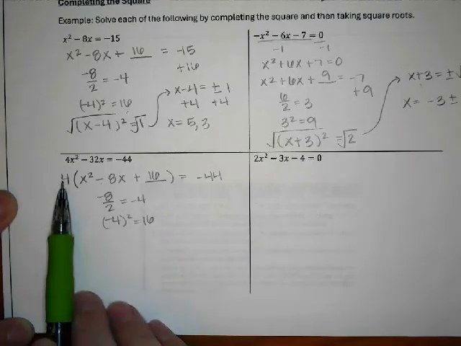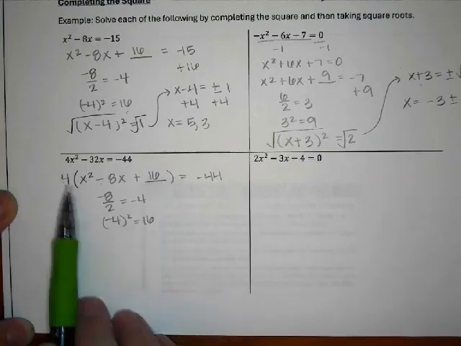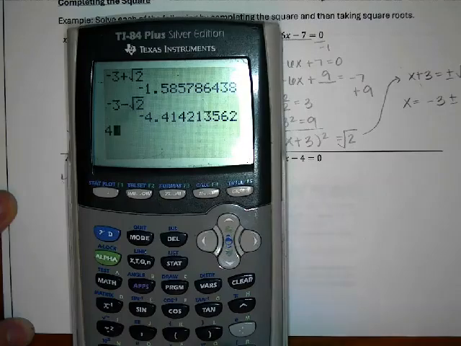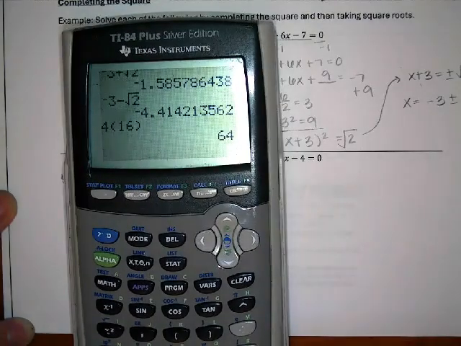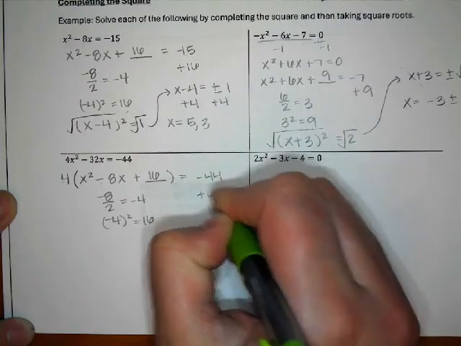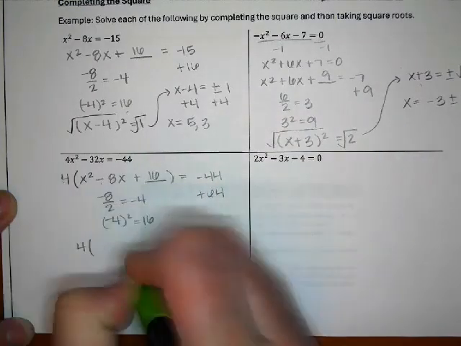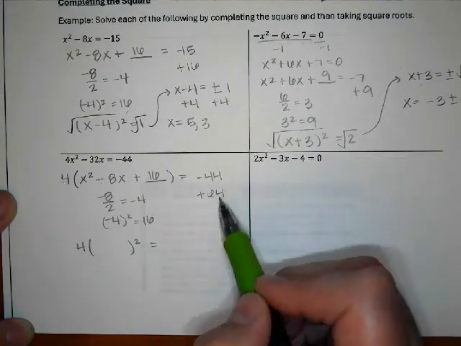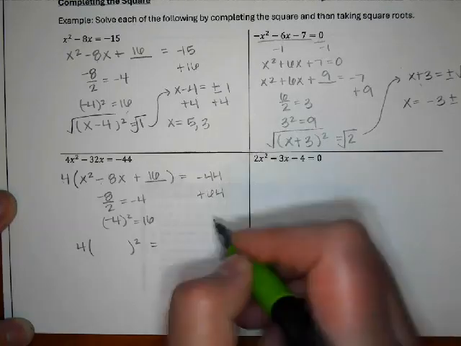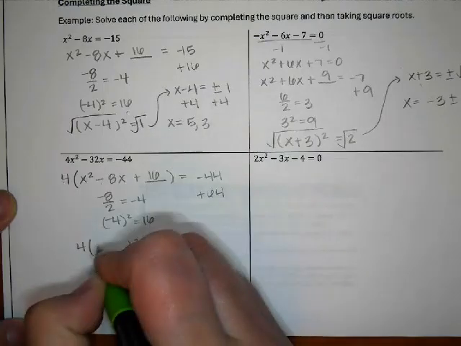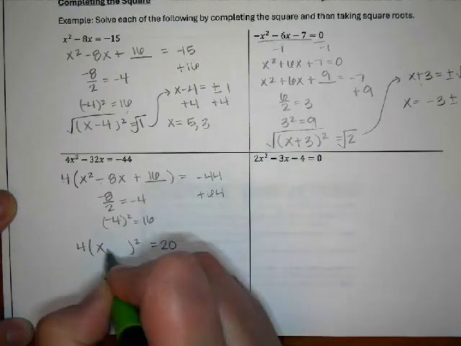I added 4 times 16 because I got 4 in the parentheses. So I actually added 64 to the left side, which means I need to add 64 to the right side. That's the part that makes the number in the front just a little bit more complicated. So now I've still got the 4 in the front, and then I got my parentheses, and then I have a number on the right. Negative 44 and positive 64 is 20. And then inside the parentheses, I have my x and negative 4.